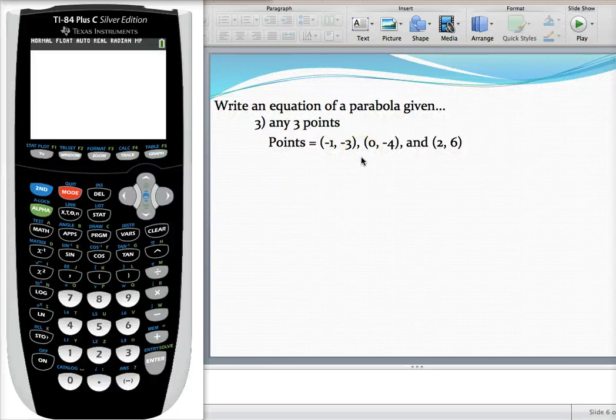When you're asked to write the equation of a parabola and you're given any 3 points, there's a few ways you could do that by hand. They're kind of time consuming though, so I'm going to go ahead and just show you a quick way to use your calculator to write the equation that goes through those 3 points.